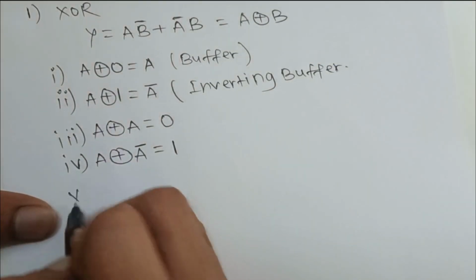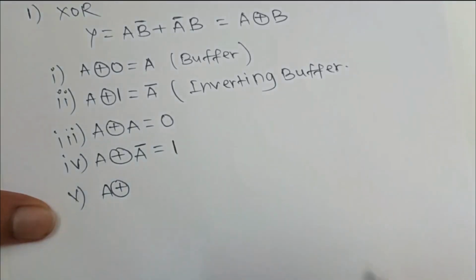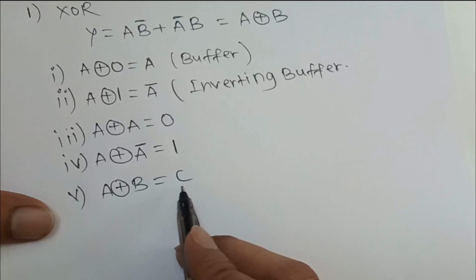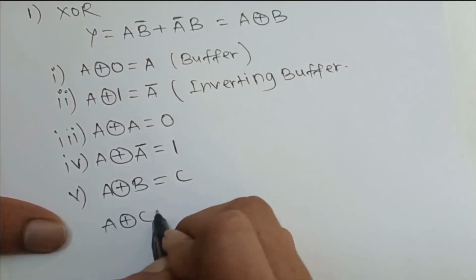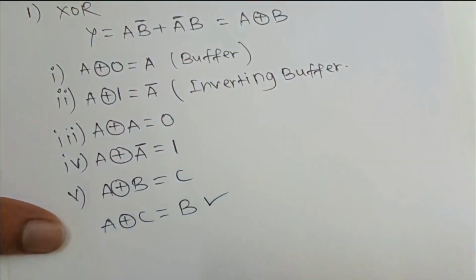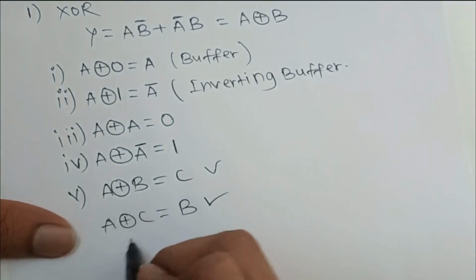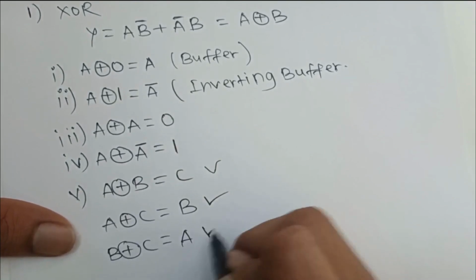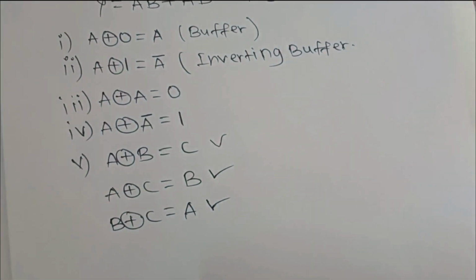Next one is, suppose A and B are two inputs given to the XOR gate and C is the output. Further this can be written as A XOR C is going to be B. If this is true, then this is also going to be true. Again, this can be written as B XOR C is going to be A. Even this is going to be true. Hope this property is clear to you all.